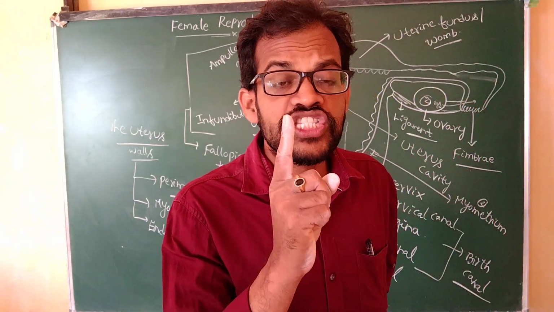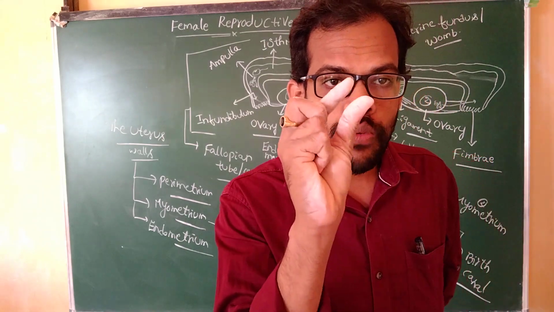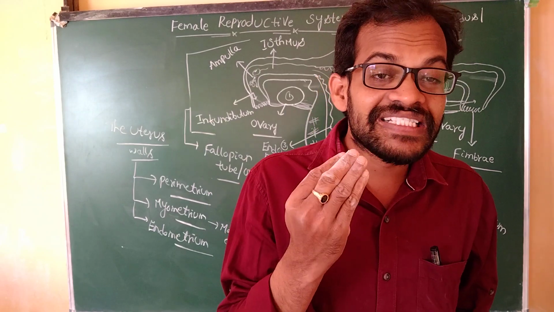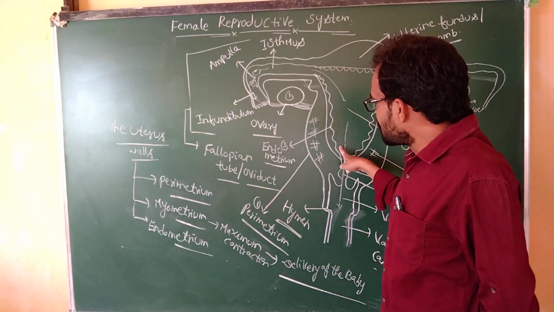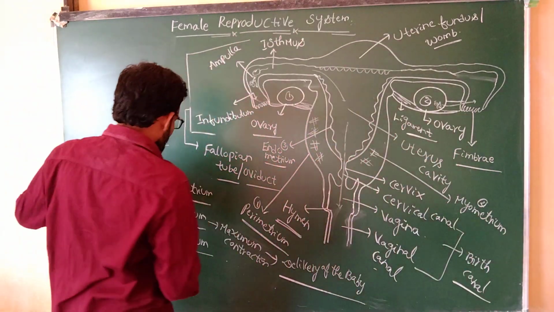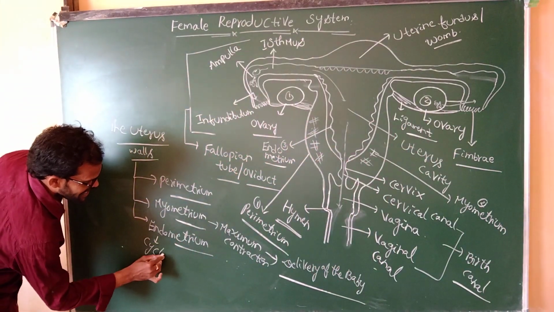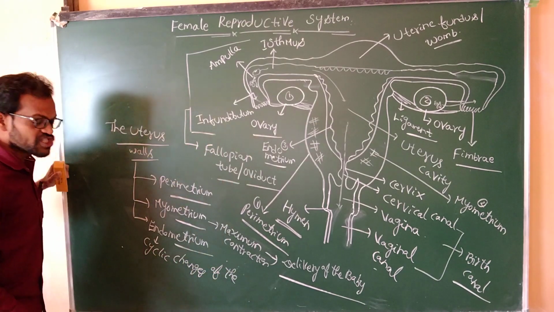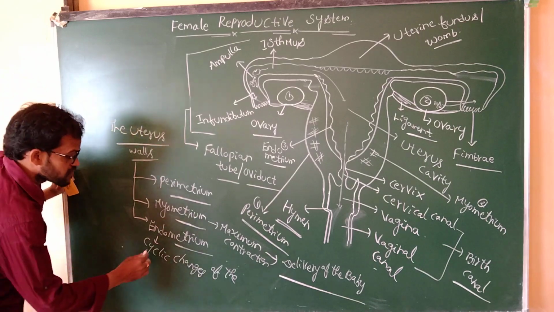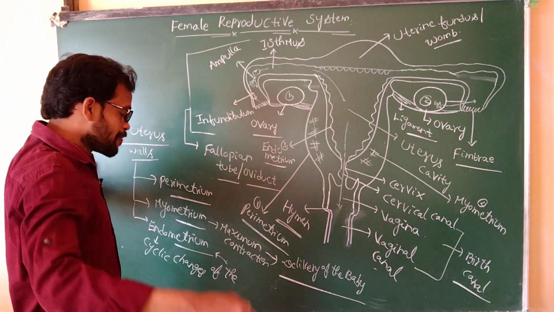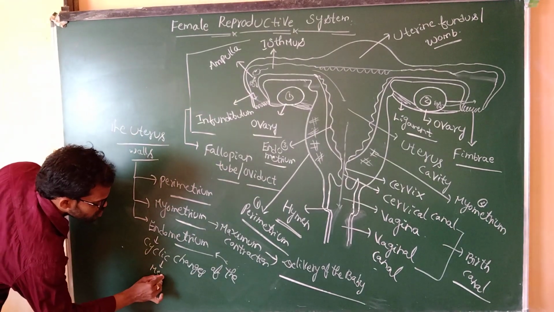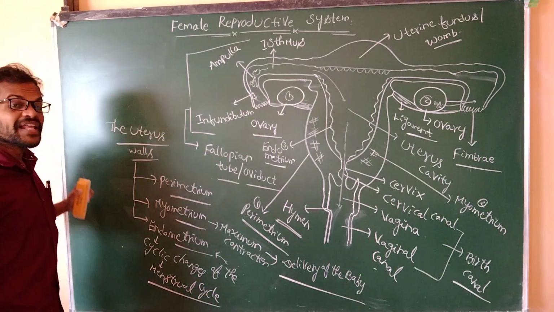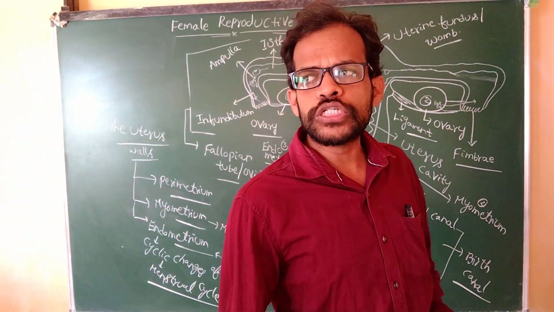Menstrual cycle means each and every month the female produces one egg cell. That cycle is known as the menstrual cycle. Menstrual means month. Cyclic changes, the rupturing of the blood vessels, occur in the endometrium. These are the cyclic changes of the endometrium at the time of the menstrual cycle.